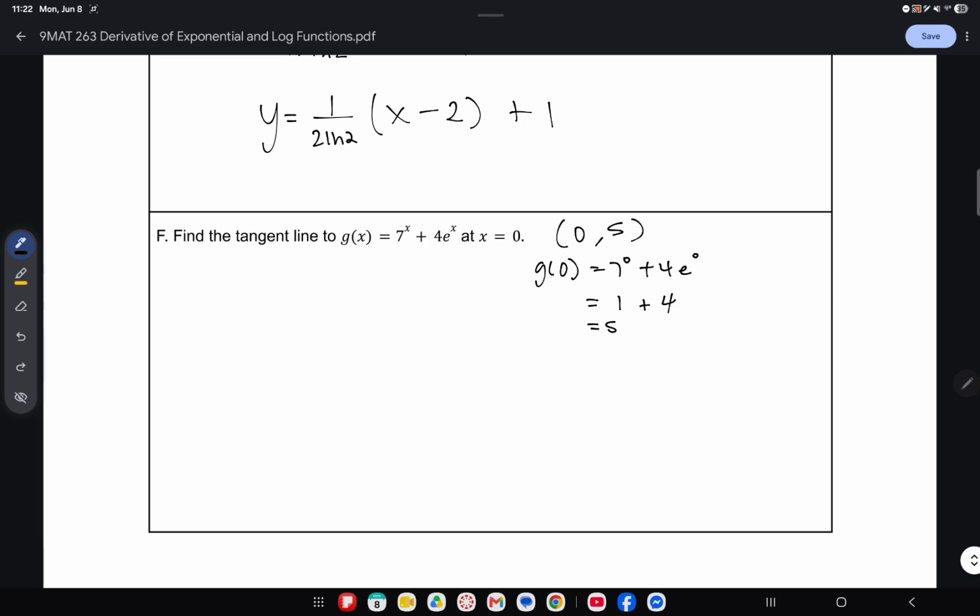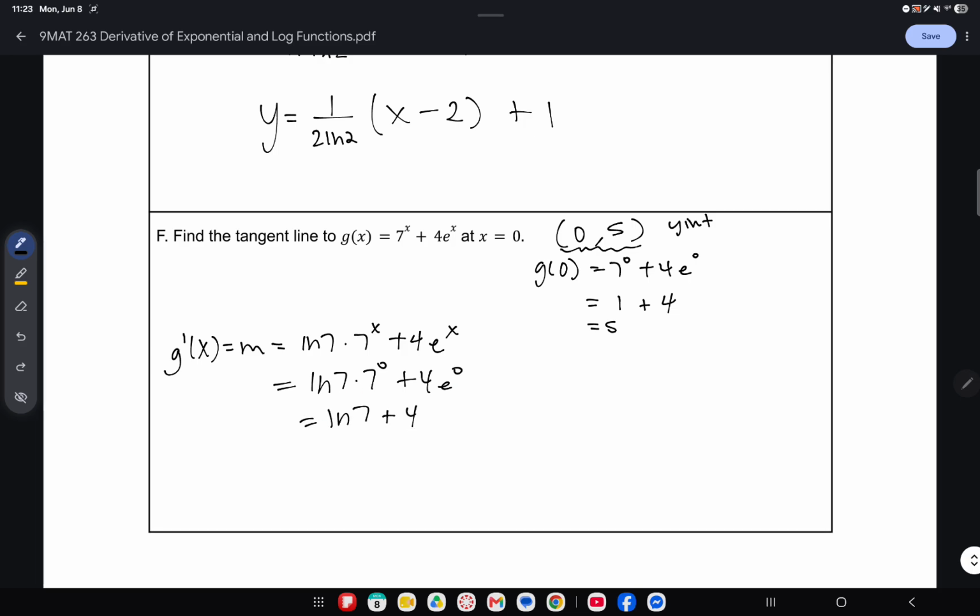Now something interesting about this point here, (0, 5), is the y-intercept. So I can put it in that point-slope form, or I can put it straight into y equals mx plus b form. So let's find the derivative, because that's my slope, remember? So natural log of 7 times 7 to the x plus 4e to the x. And then I can substitute in 0. So that's just natural log of 7 plus 4 as my slope. So I can say y is natural log of 7 plus 4.